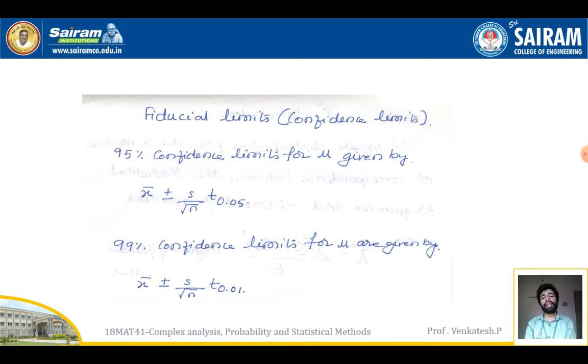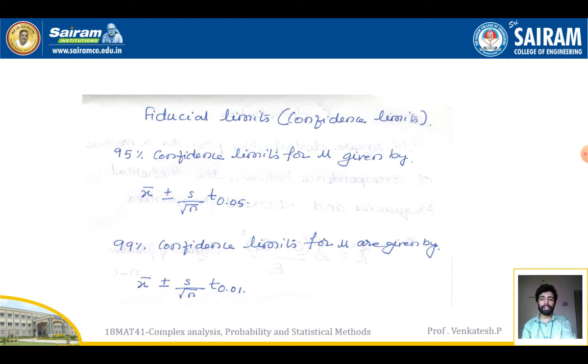Next topic is how to find the confidence limit in case of the t distribution. This confidence limit is also called the fiducial limit. The 95% confidence limit for mean mu is given by x bar plus or minus s divided by square root of n at t of 0.05. For the 95% confidence limit, we have to use this formula.